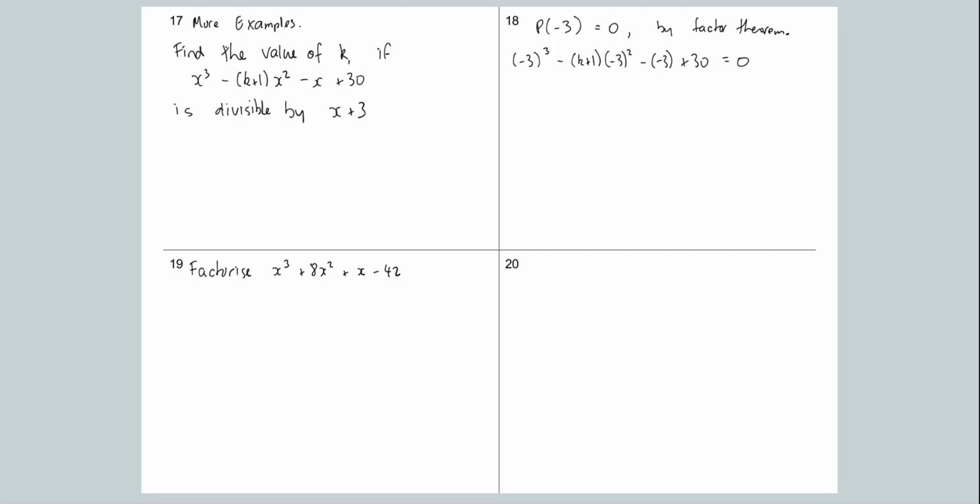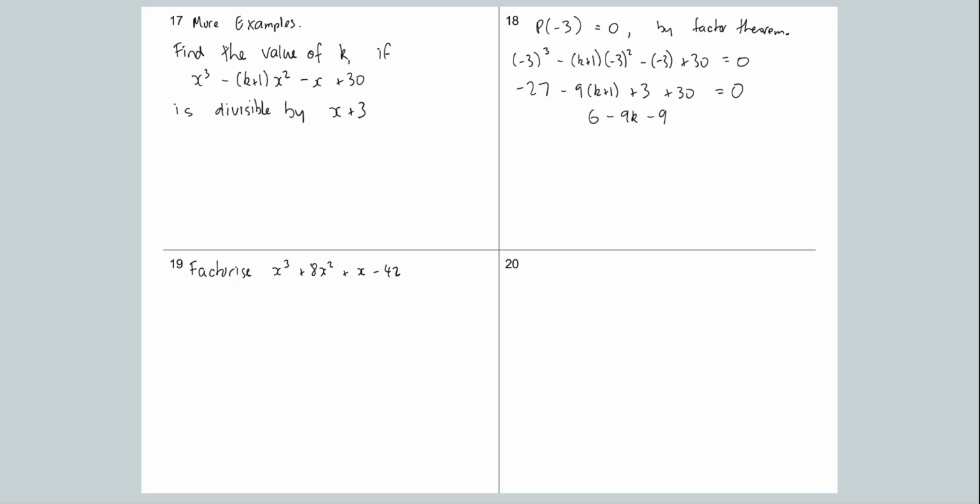Minus 3 cubed is minus 27 because it's an odd power. Minus 3 squared is positive 9, so it's minus 9 outside of k plus 1. Not trying to do too much at once. Minus 3 is plus 3, plus 30, is equal to 0. So just looking at the whole numbers there, I've got 30, 33, take away 27, so I'm left with 6 if I'm not mistaken. So I've got 6, and I'm just going to expand that.